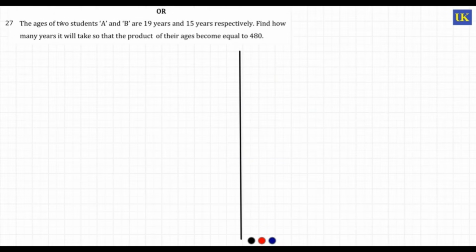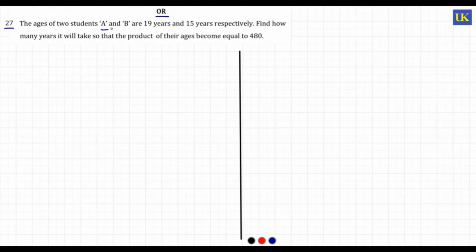Now here we will solve. There is one more question in 27 which is given in OR for same 27. So there are two questions here. So either the earlier one, first one, or the second one you have to attempt. Okay, all right. So here they are saying that the ages of two students.